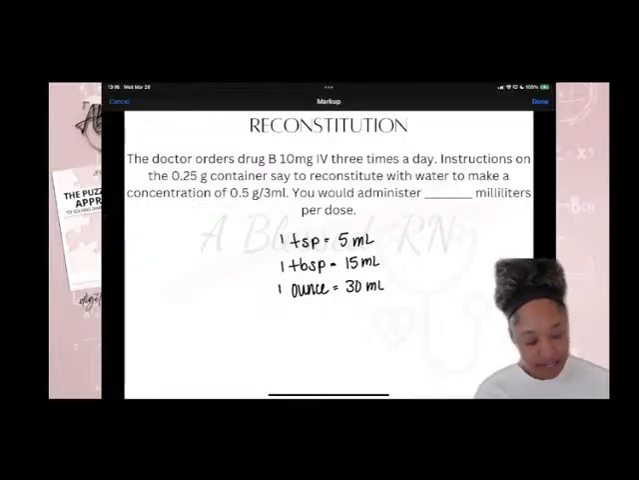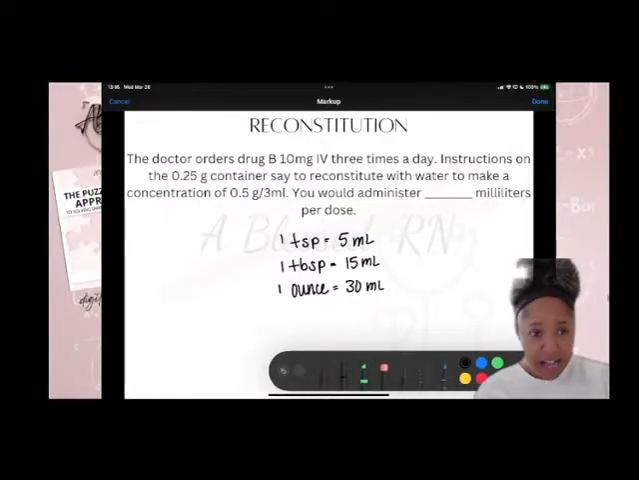I'm just teaching y'all how to kind of break down these metric conversions so they won't be so intimidating. Because y'all can know them. Y'all can know them. 5, 15, 30.